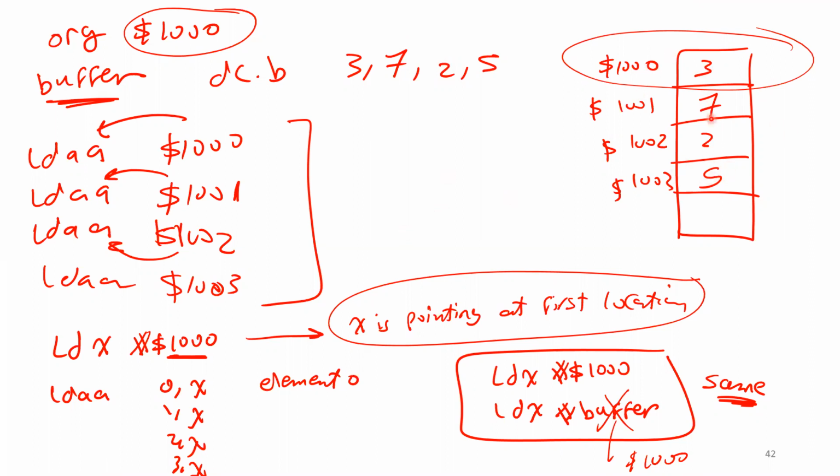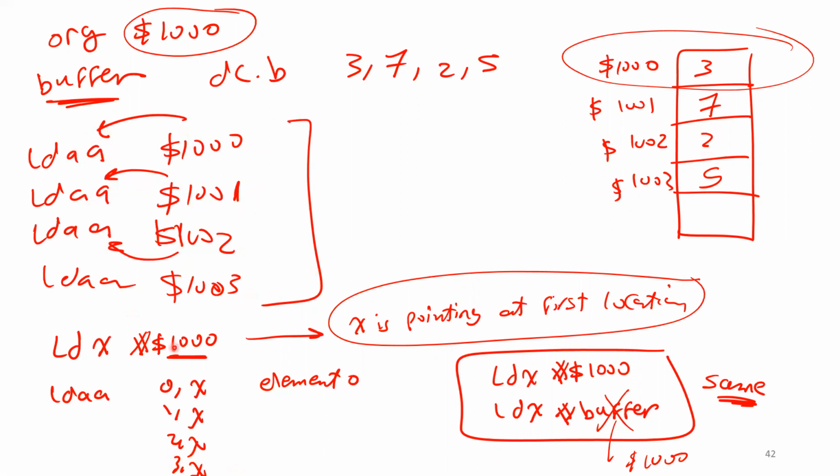So if I want to read this array, one way I can do it is to say load register A, 1000, right? By this way, I can read the first element, and then I can say load register A, 1001, so that I can read the second element, and then I can say load A, 1002, I can read element number 3, and then element number 4. I can do it this way, okay?